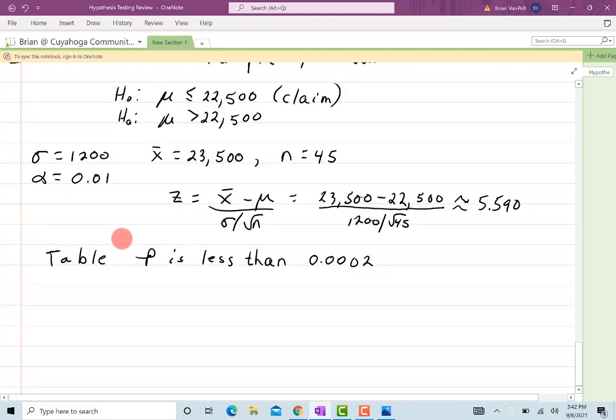And now alpha was equal to 0.01. So which of the two is bigger? Well, it's quite clear that p, being that small, is less than alpha. So in this case, we reject H sub 0.